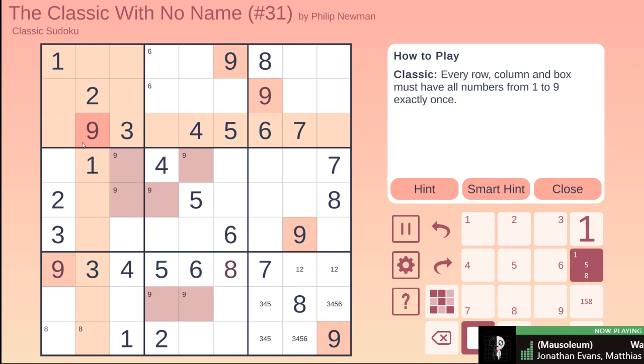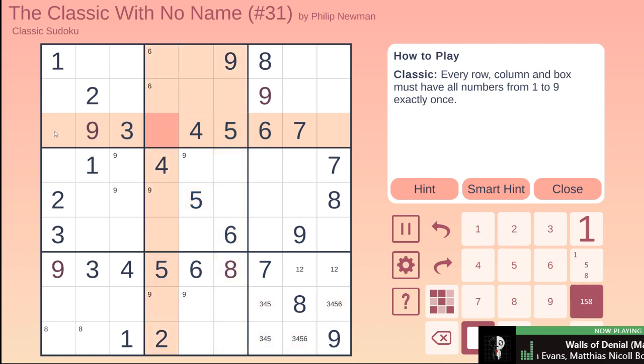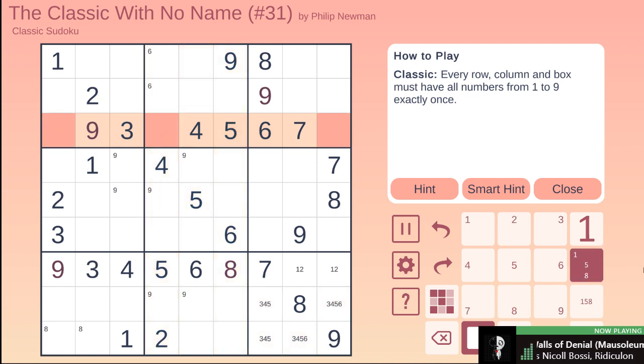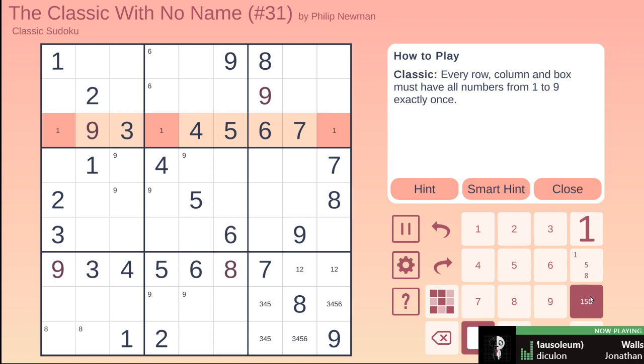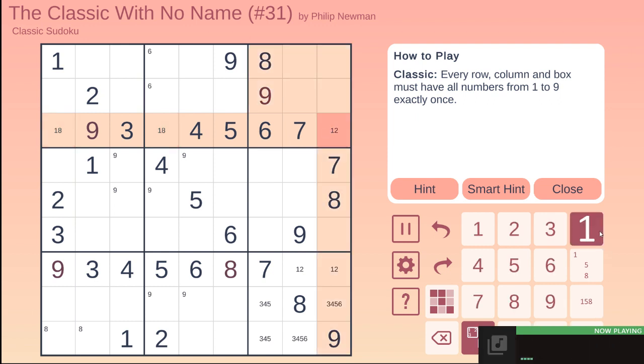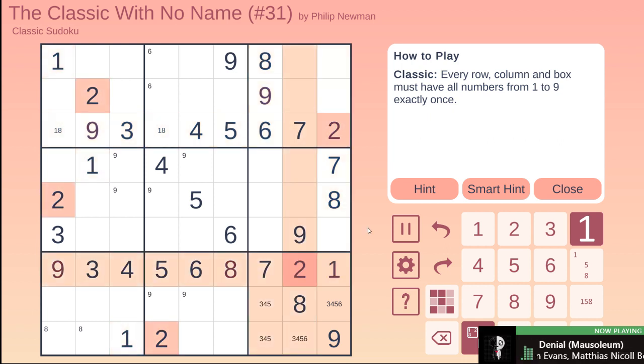Anyone else? Oh, yes, this row. This row is very restricted. Because this row, we're missing a 1, a 2, and an 8. Well, this can't be an 8, for multiple reasons. So this is a 1-2 pair with this. This can't be a 2. So this has to be a 1 or an 8. This can't be a 2. So this is a 1-8 pair. Thus making this a 2. And this a 1 and this a 2.